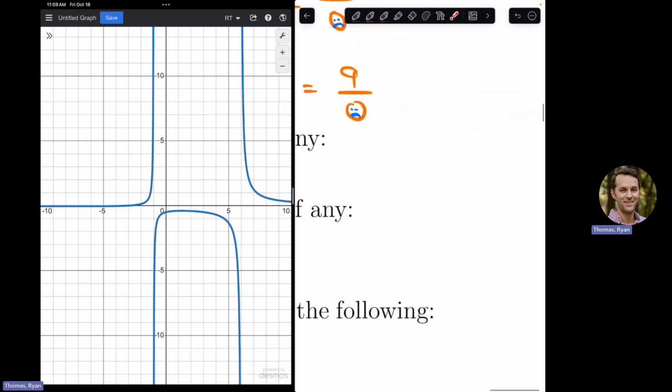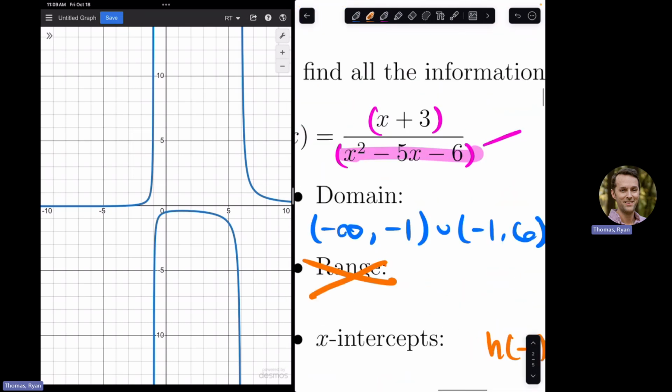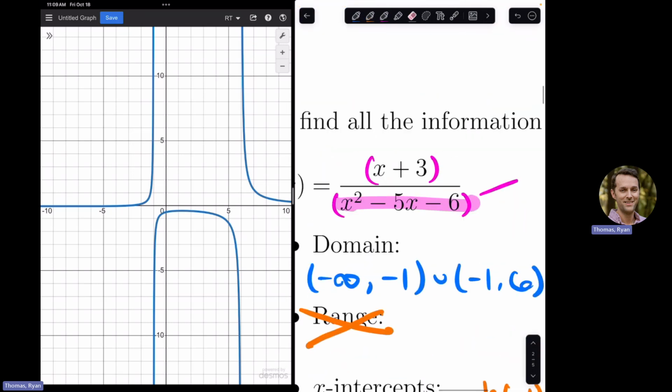I need space to write things. Horizontal asymptote, it's end behavior. End behavior for polynomials comes from looking at the leading terms. So we're going to do the same thing here. The only difference is that there's a leading term for the numerator and there's a leading term for the denominator. So we're going to compare what happens with the top and the bottom of this thing.